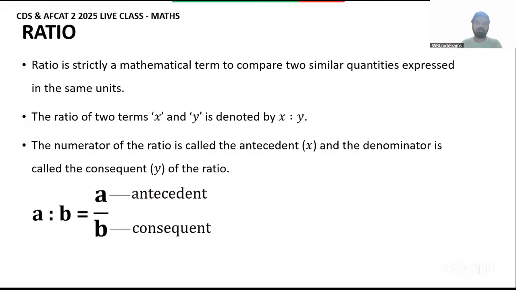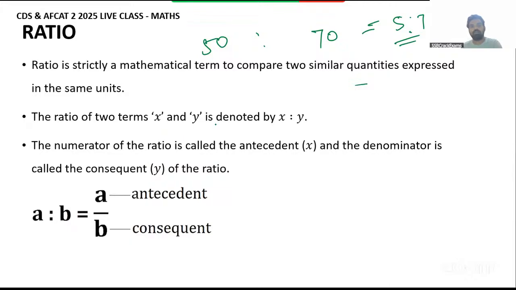Ratio is basically used to compare two quantities. Suppose in a test you got 50 marks and your friend got 70 marks. Then in order to express the comparison in simpler terms, we use the concept of ratio. So we can say that both of you got the marks in ratio 5:7. Okay. So this is used to compare two quantities.